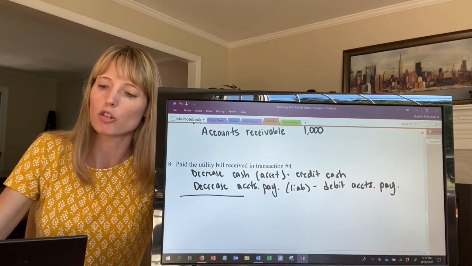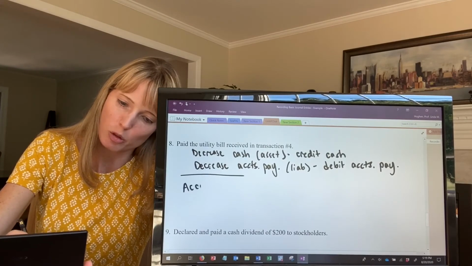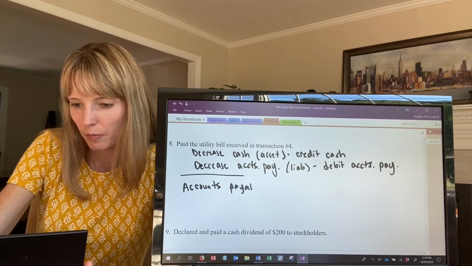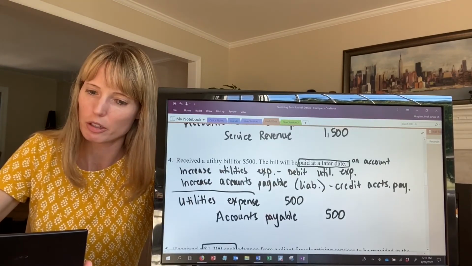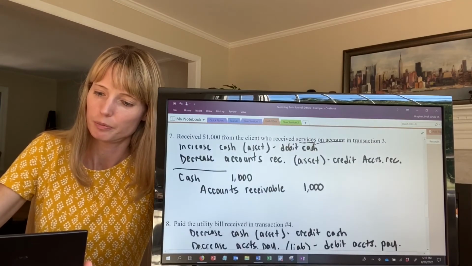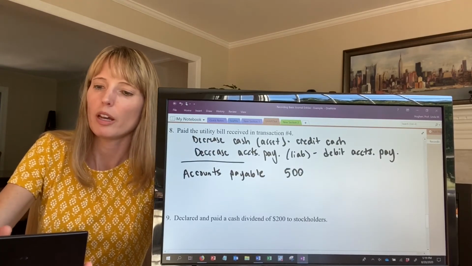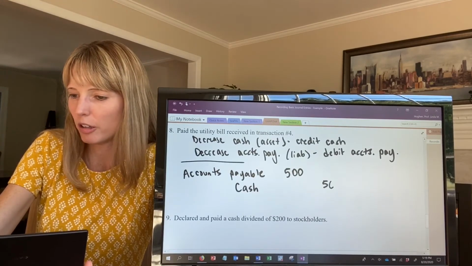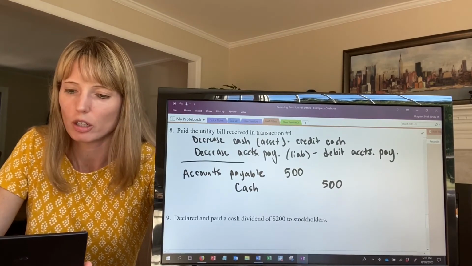Now let's record this journal entry. Always record the debit side first. So I'm going to debit accounts payable. And that was 400, if I remember correctly. Nope, 500. And I'm going to credit cash, right? I'm writing out a check or handing the company cash, the utility company cash. So cash goes down 500.